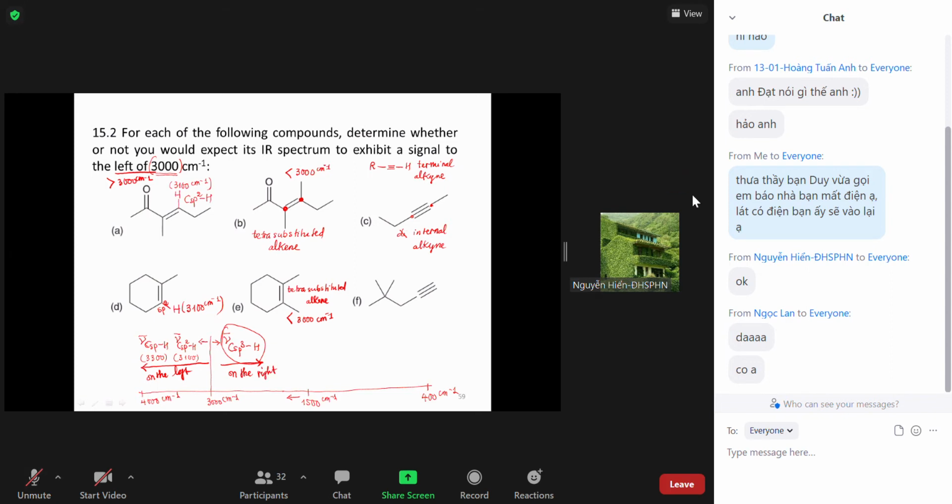Okay. So the last one, you have a terminal alkyne. So terminal alkyne has one CsPH bond. So you see it somewhere at 3300 centimeters to the -1. So this part is just a review about the absorption of CH bond in the infrared spectrum.